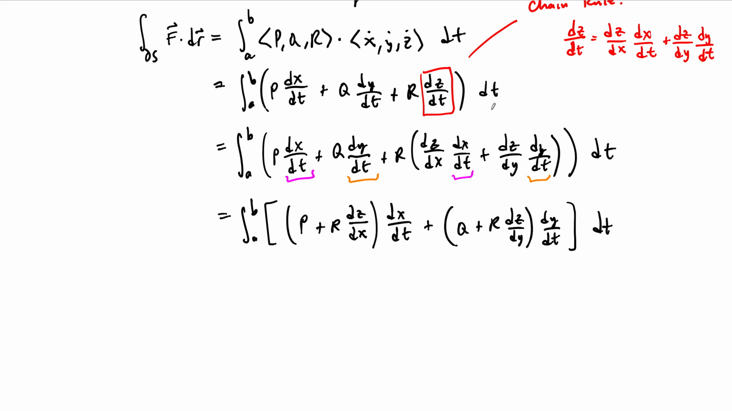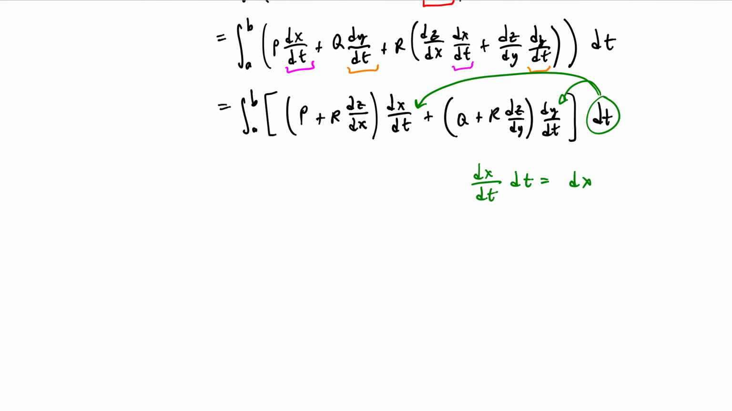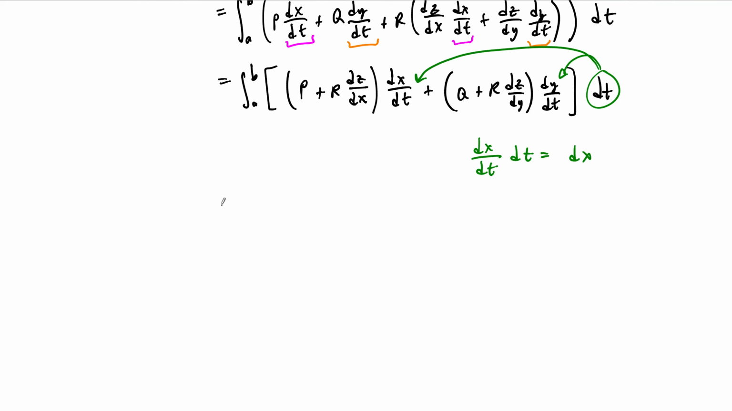At this point, we can distribute back through. I know this is seeming a little bit convoluted, but we can distribute back through the dt to each of these terms. And remember that dx/dt times dt is just dx. In terms of differentials, they kind of cancel. Same thing with dy. And our path integral can now be written as the integral from a to b.